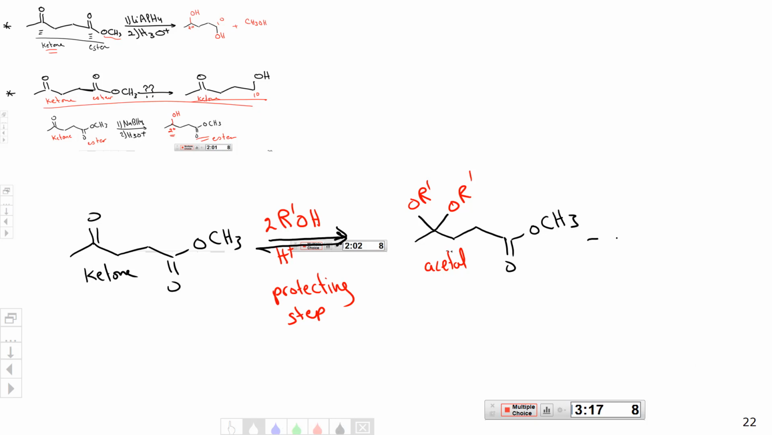My second step in here is now that the ketone is masked. Think about it as if I put a mask on the ketone. I kind of protect it. I can now do the lithium aluminum hydride step to reduce the ester. So the ester is now a primary alcohol, while the ketone is still an acetal, still masked.